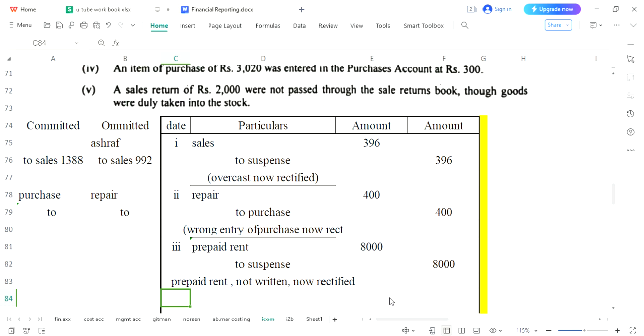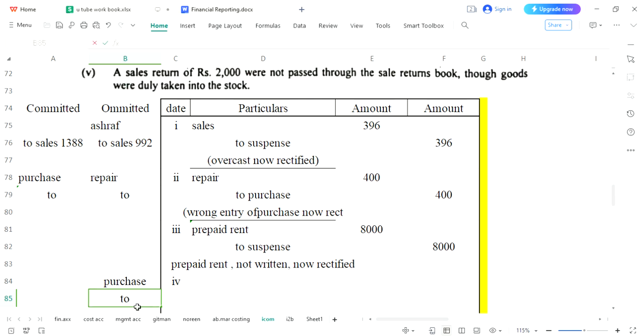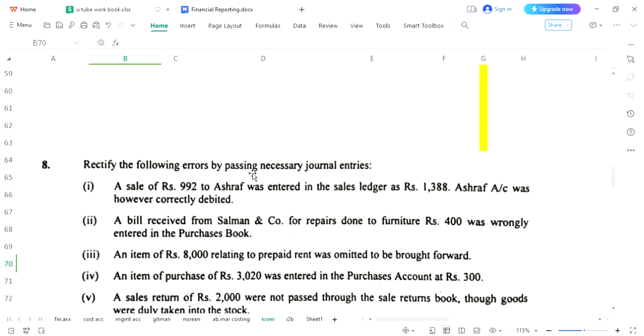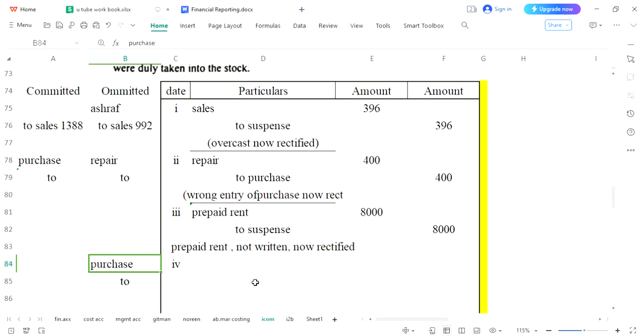Now let's see what the fourth entry is saying. An item of purchase of rupees 3020. Purchase should be written on the debit side. Let's write it on our rough work. So actually purchase was required to be written on the debit side. Now we will see what mistake we have done. Look, an item of purchase 3020. Let's write the amount as well. 3020. This is your rough work.